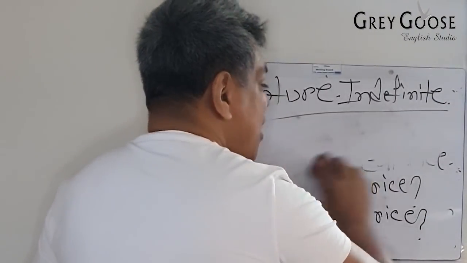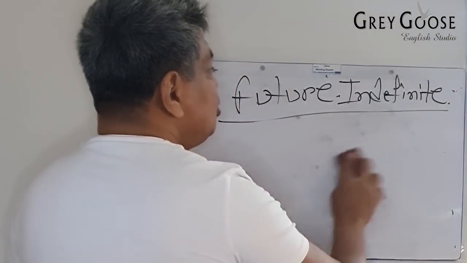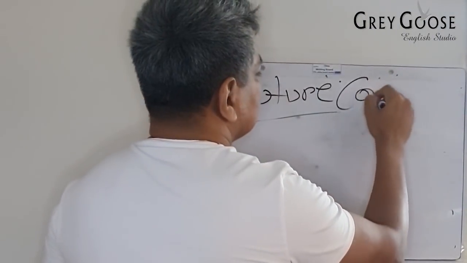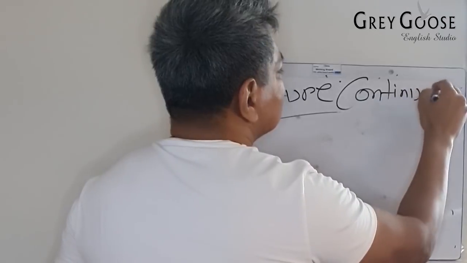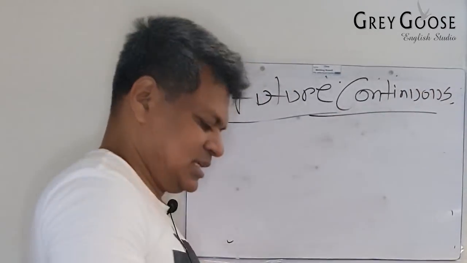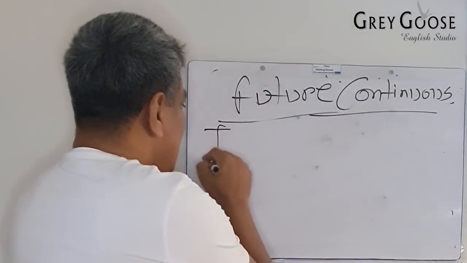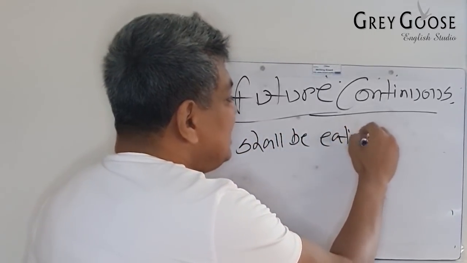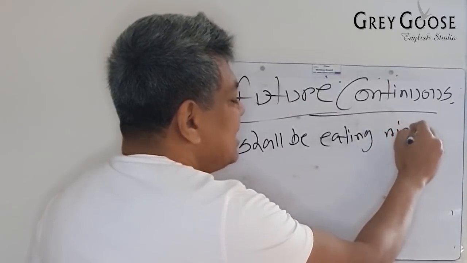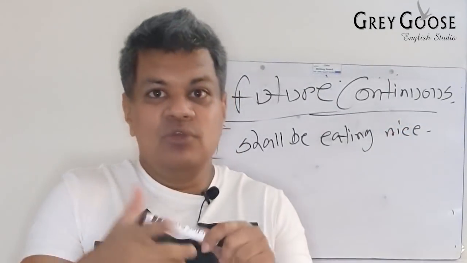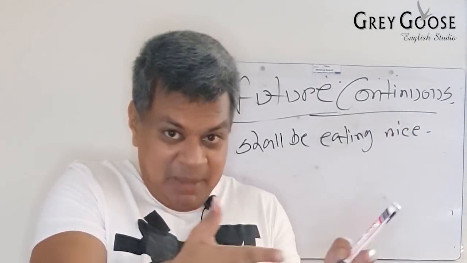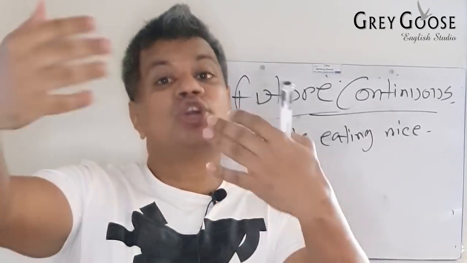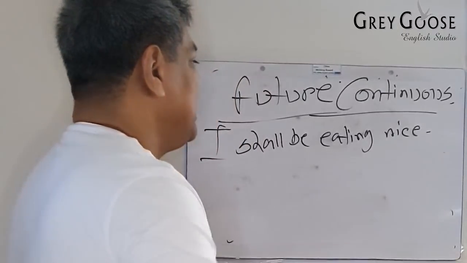Last one, very last. Future continuous. Now see, guys, future continuous: I shall be eating rice. It would be like, in future, you would keep on doing something. So that would be a continuous process, right? Going on in the future. So, I shall be eating rice.